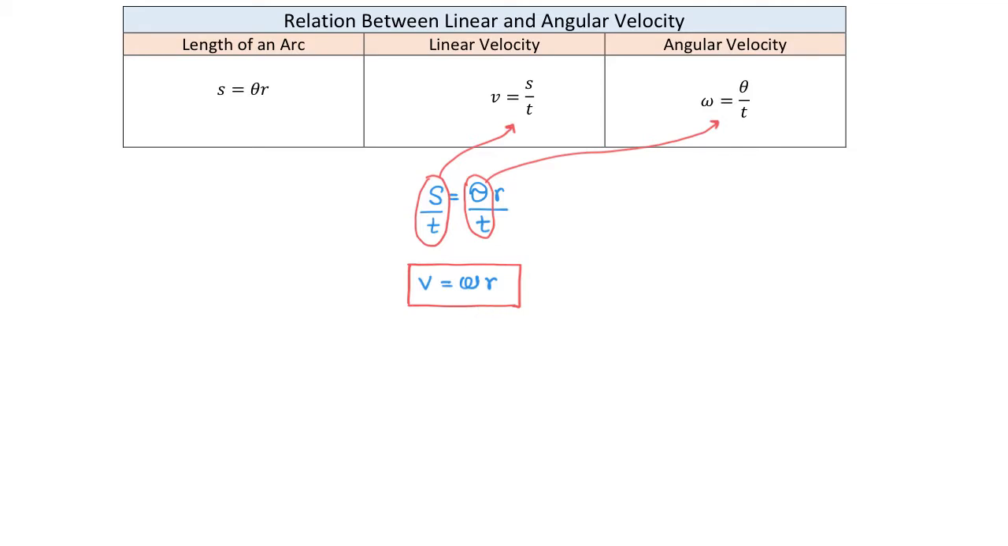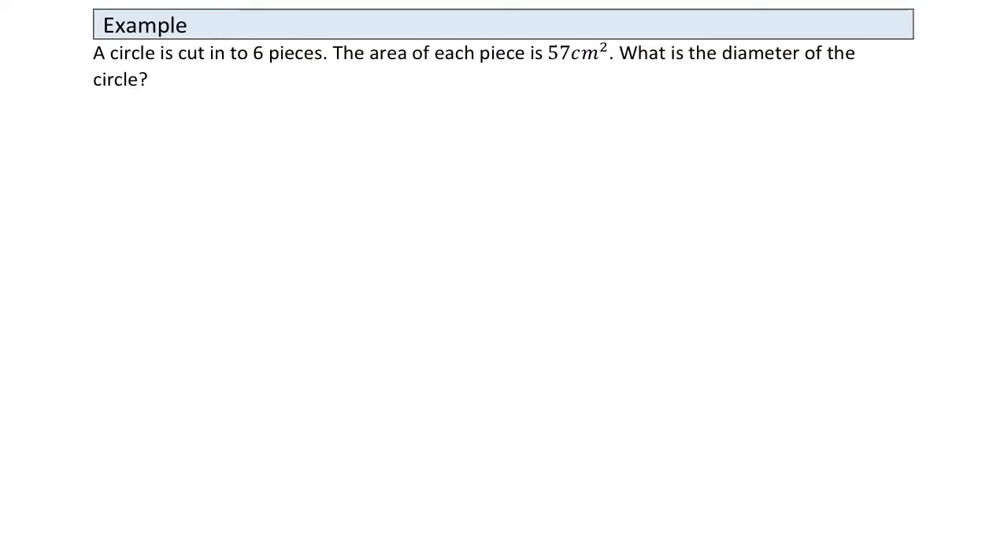Now we will solve problems using the formulas discussed in this lesson. Many of these problems are problems from the handouts. Here we have the first one. A circle is cut into 6 pieces. The area of each piece is 57 square centimeters. What is the diameter of the circle?